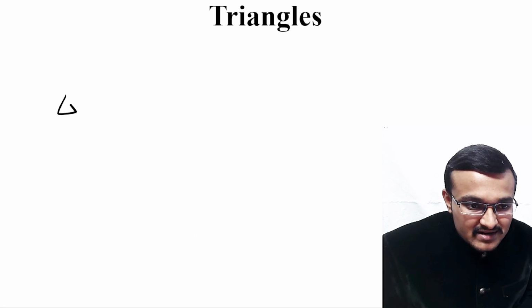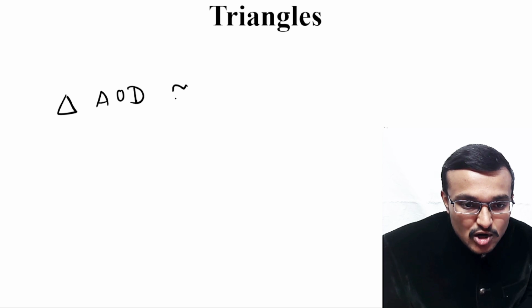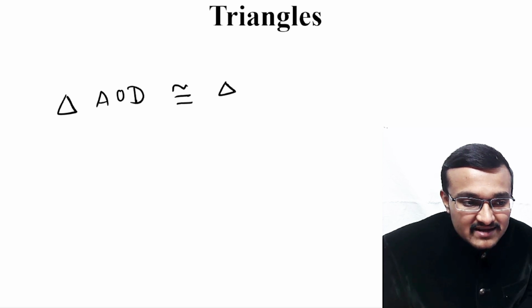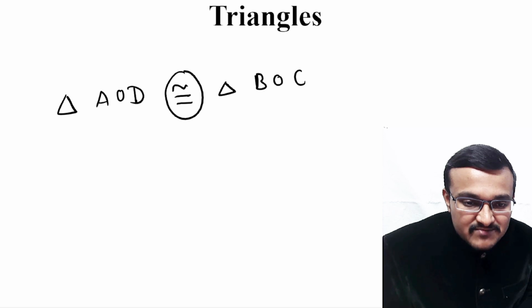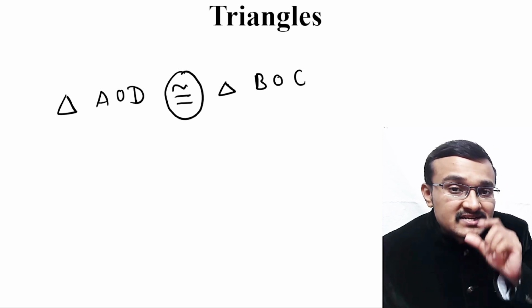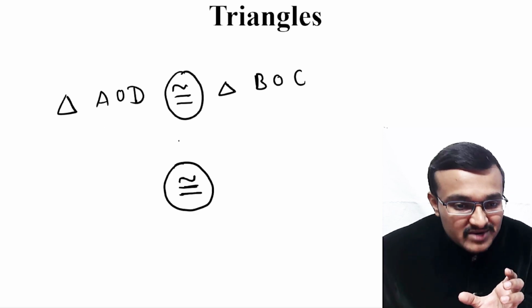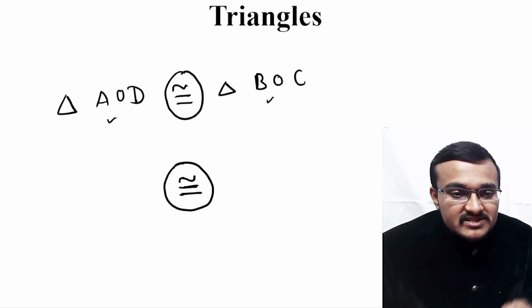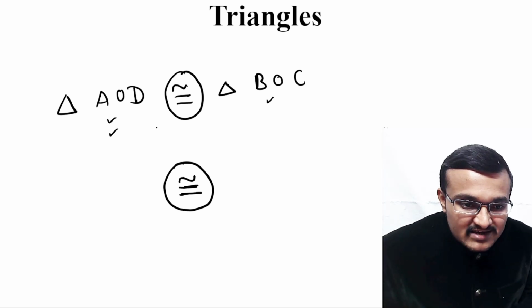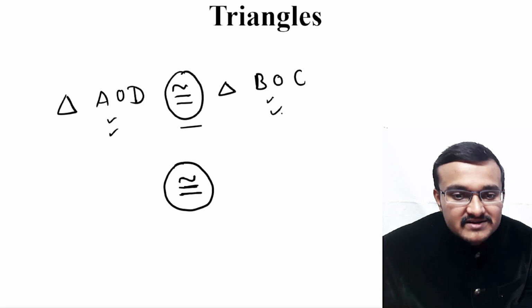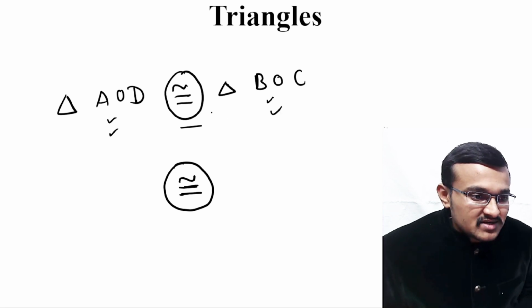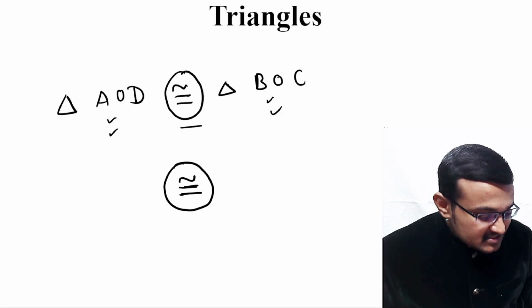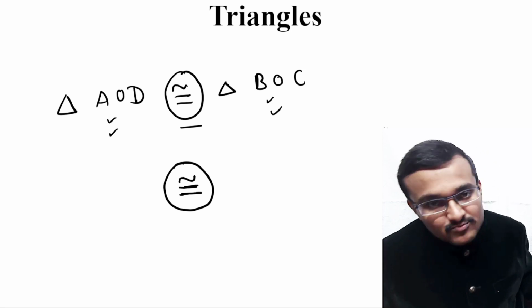So triangle AOD is congruent to triangle BOC. This is the symbol which is used to represent congruence. If I write this symbol between two figures, it means those two figures are congruent with each other. So that is what we needed to prove in this example, and we have proved that.